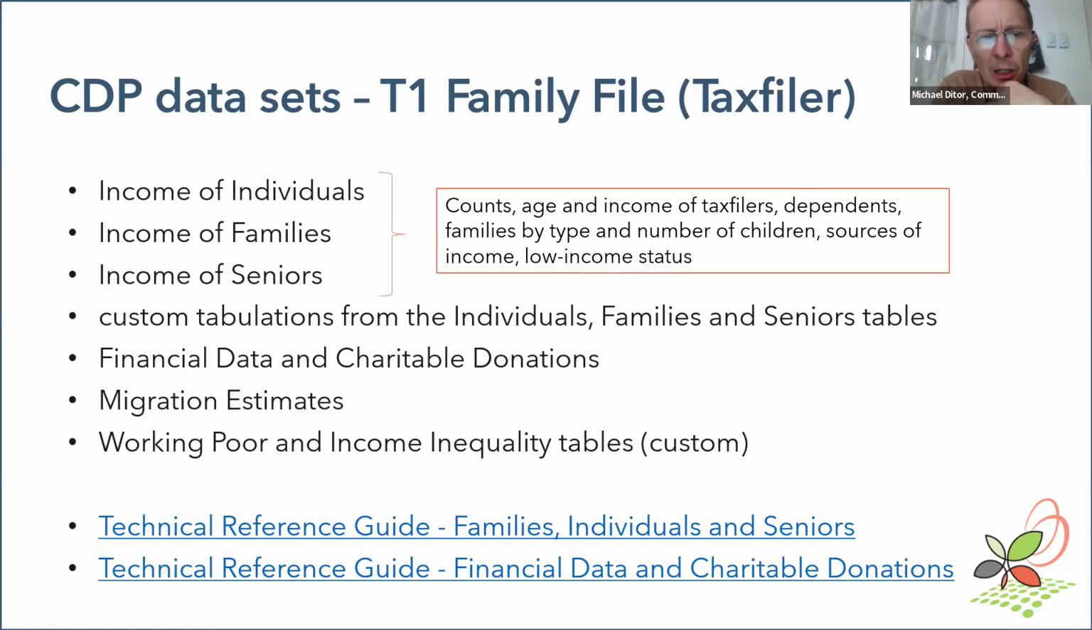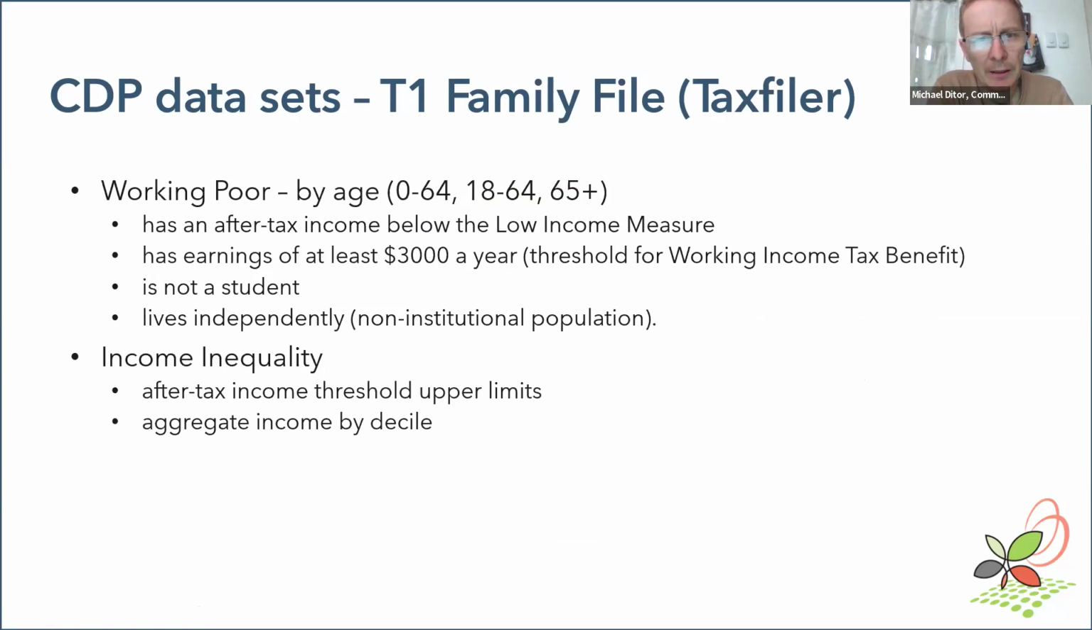We get financial data and charitable donations and migration estimates, but we also have a couple of custom tabulations that we get on working poor. So getting an idea of the population that is earning at least $3,000 a year, but still has income below the low income measure. And then other tables on income inequality.